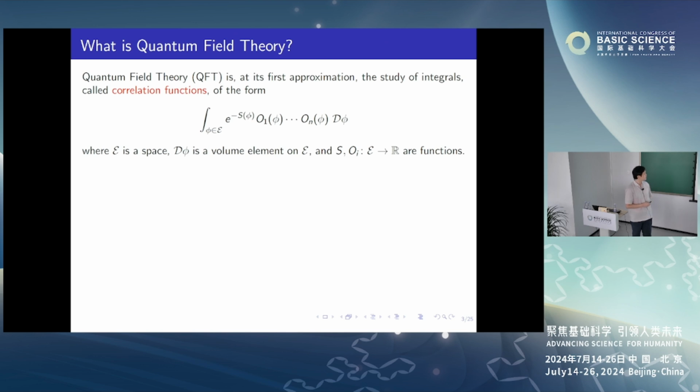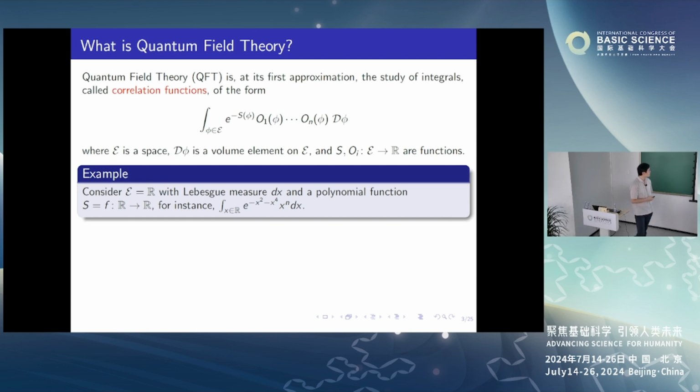So I want to explain how quantum field theory has been used for mathematics in some examples. For that, I want to start with an introduction: what is QFT? QFT, at least at its first approximation, is given by studying an integral of this particular form. Here, this E is just a space, and this is a volume element, and these are just functions, and you're just thinking of such integrals.